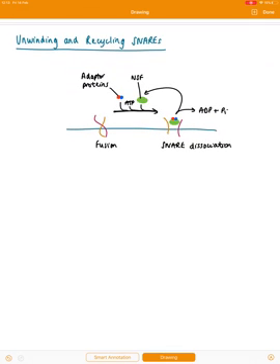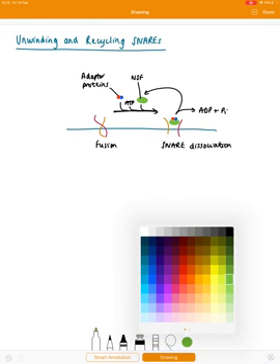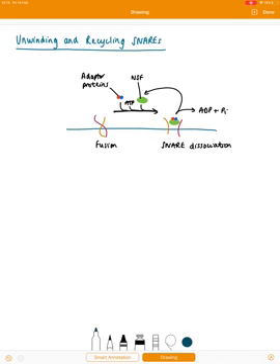So NSF and SNAP proteins, these facilitate SNARE dissociation. So NSF is an ATPase which uses ATP to induce a conformational change and twist SNAP proteins. NSFs attach to SNAP proteins which attach to the cis-SNARE complex and initiate unwinding of the SNARE complex to allow the SNARE proteins to be recycled.